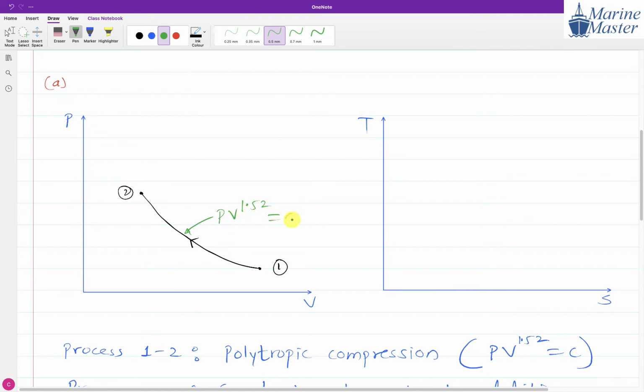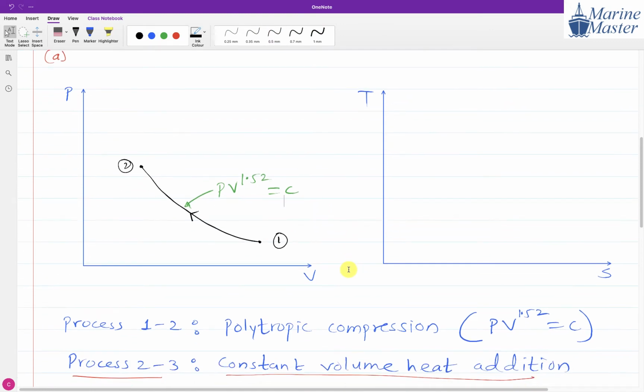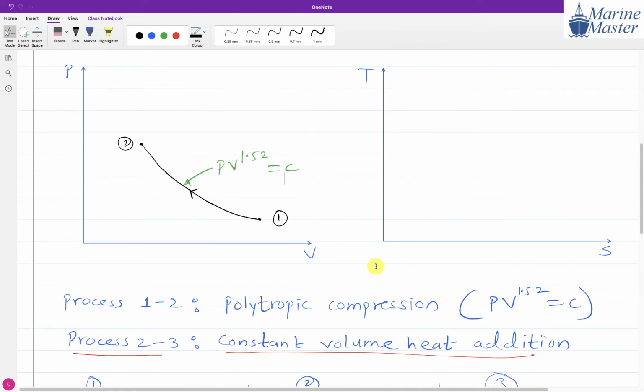1.52. So PV raised to the power what? 1.52 is equal to constant. Now, process 2 to 3, constant volume heat addition. Constant volume heat addition is what?